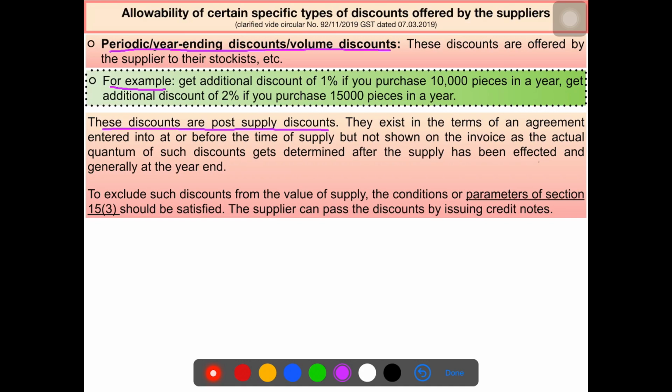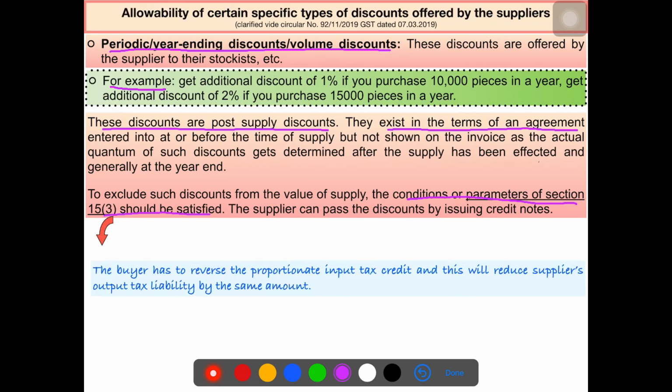To avail deduction for a post-supply discount, the conditions of section 15 subsection 3 should be satisfied. So what are the conditions? It should be present in the agreement. It should be possible to work out the discount amount invoice-wise, and the proportionate input tax credit has to be reversed by the buyer, which will reduce the output tax liability of the supplier by the same amount. However, if the conditions are not satisfied and still the supplier wants to pass the discount, simply for the discount amount the supplier can issue a commercial credit note. So it was the same as what I discussed before.